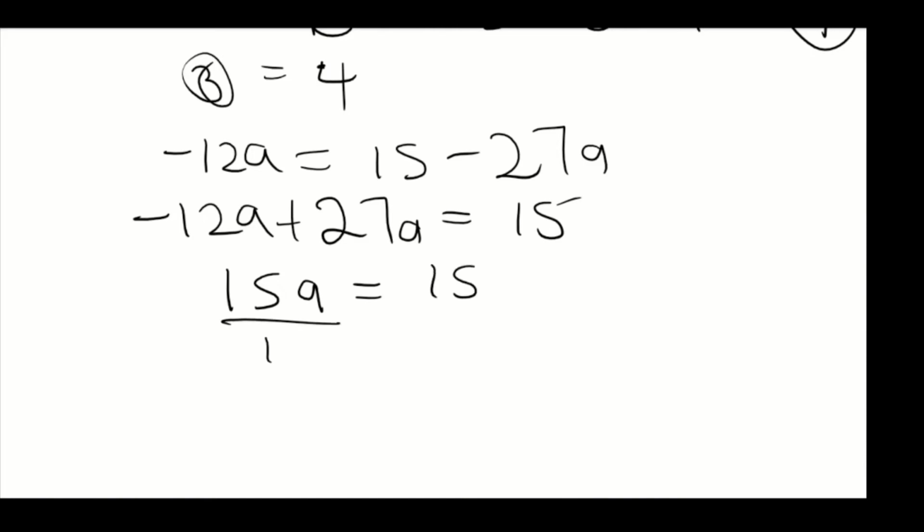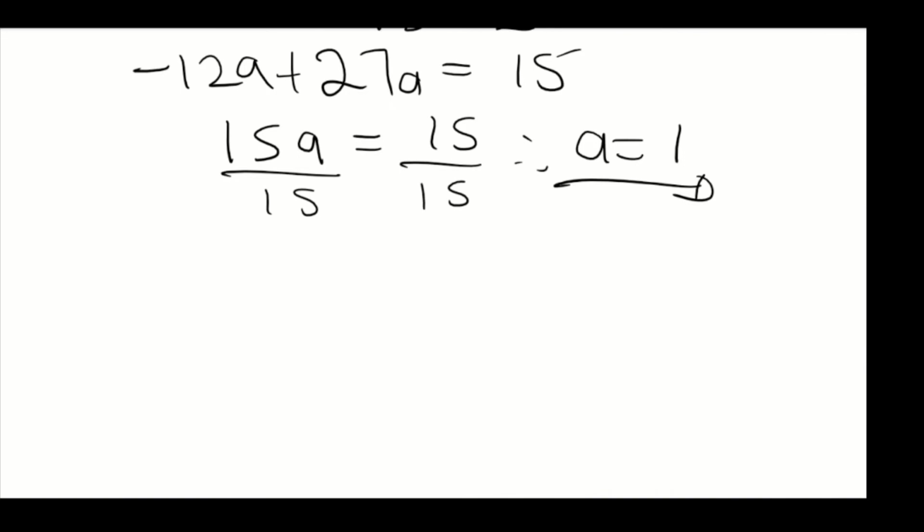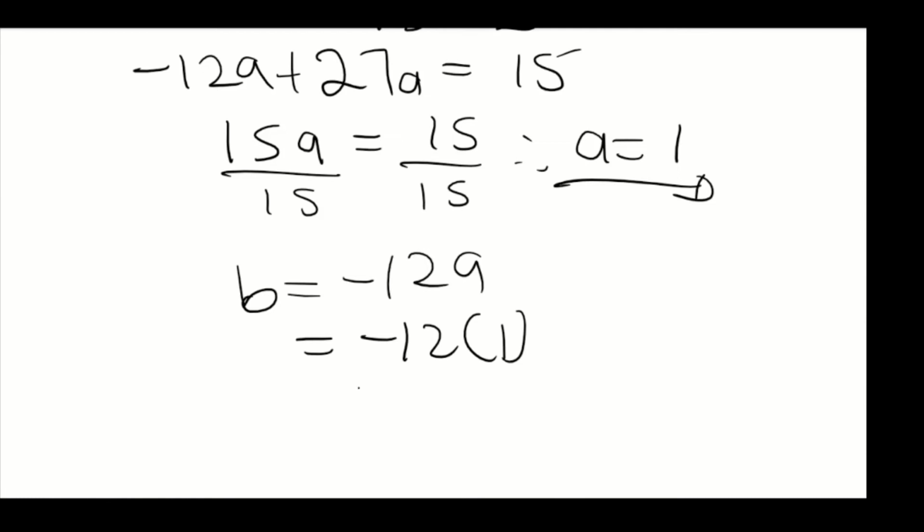So divide by 15 on both sides. We're going to get a equal to 1. Remember that we said b is equal to -12a. So you're going to substitute the 1. So it's -12 into 1. So b is equal to -12.